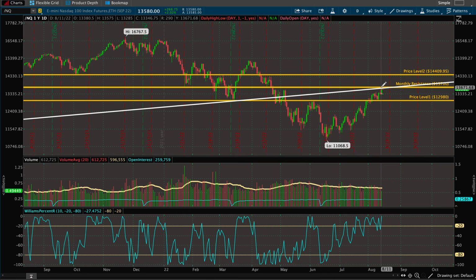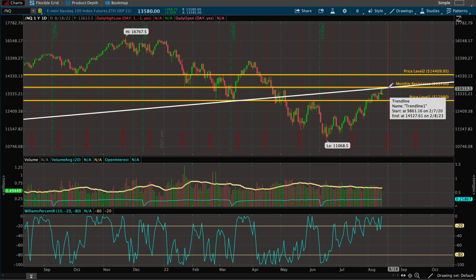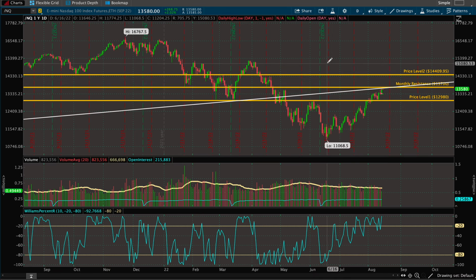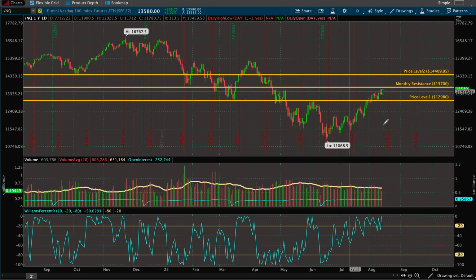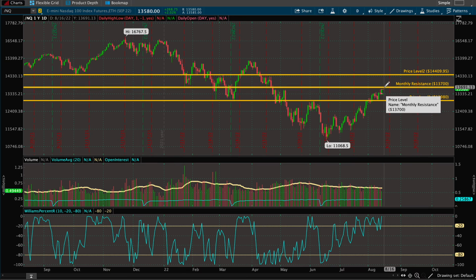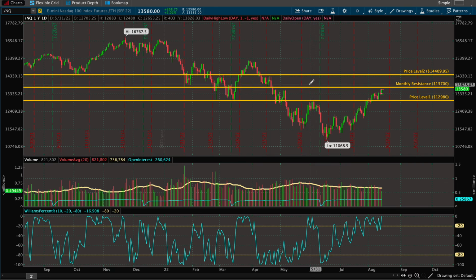retraction from this area, then yes, I'll take a short, but I would most probably try to take a long from here. So I'll let it break and come down and touch that 13,700 area. I will remove this line so that you can see that. So 13,700 area from the top, and then I'll try to take a long here, targeting at least 14,400. Yes, that's 300 points, but that's a good swing here.